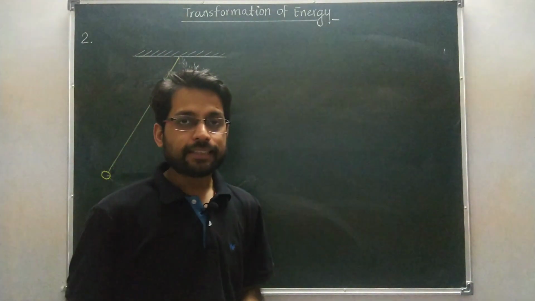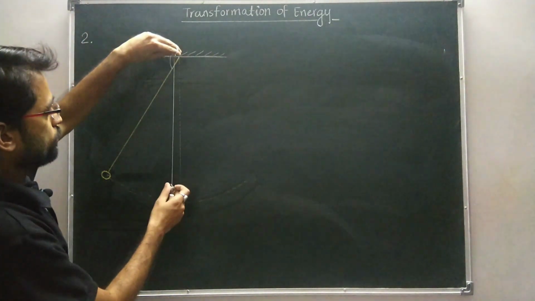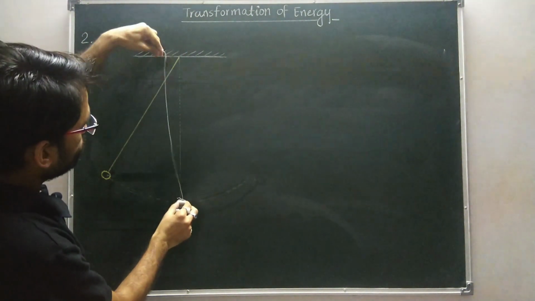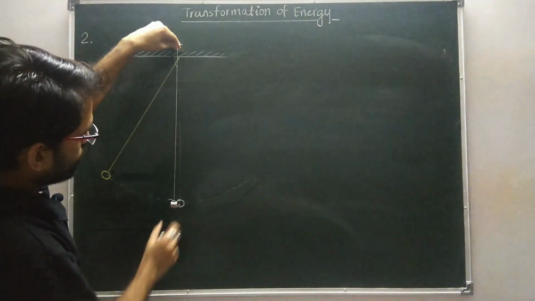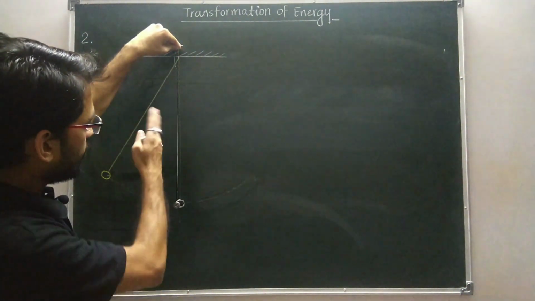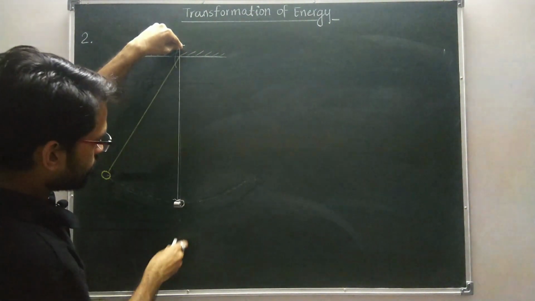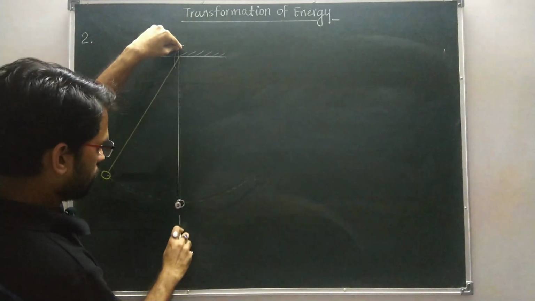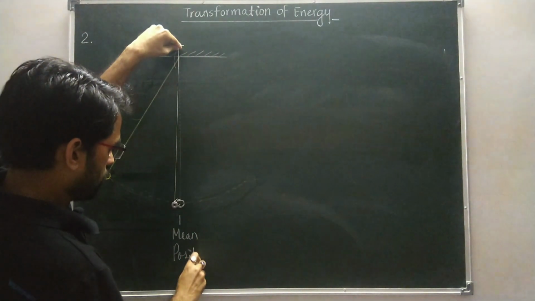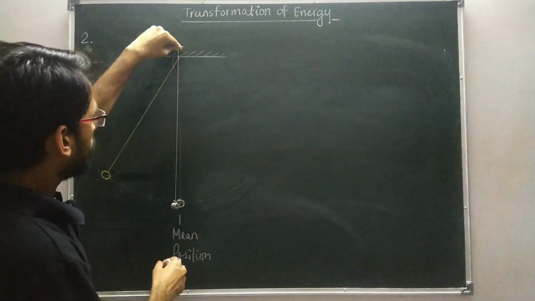Now come to the second example, that is the motion of a simple pendulum. This is the simple pendulum at rest, coinciding with the diagram. Now this is the mean position, the mean position of this pendulum.